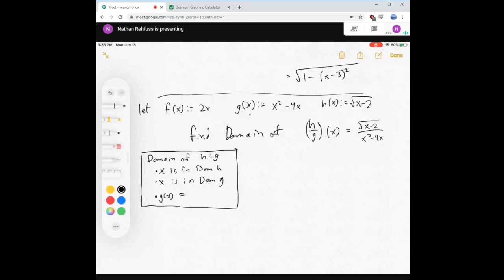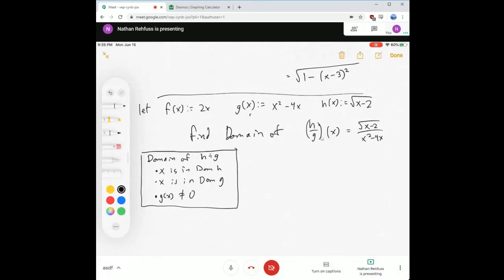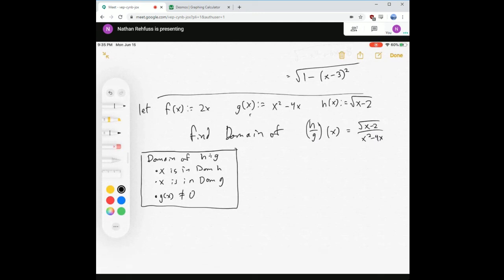So for add, subtract, and multiply, there were just 2 rules for the domain. Here there's a third rule, though. Can't divide by 0. So, first rule, x is in the domain of h. In this case, we already found that twice. That's any number 2 or bigger. Second, x has to be in the domain of g. Well, that's actually easy here.